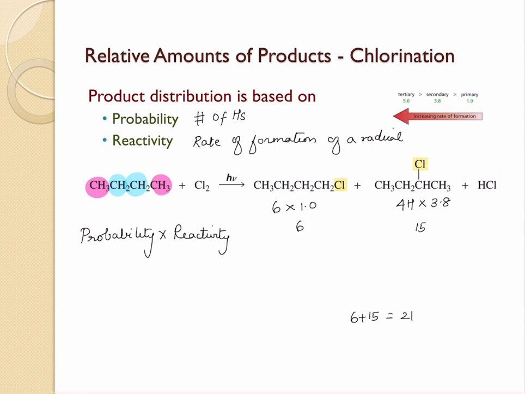So now if you want to determine the actual amount of each one of these products that is obtained, then you have to divide this number by the total amount of the alkyl chlorides that's formed. So here in this case, it's going to be 6 divided by 21 times 100, which is equivalent to 29%. And in this case, it's going to be 15 divided by 21 times 100. That's going to be equivalent to 71%. So this is the total amount of the two different products that are obtained in the chlorination of butane.